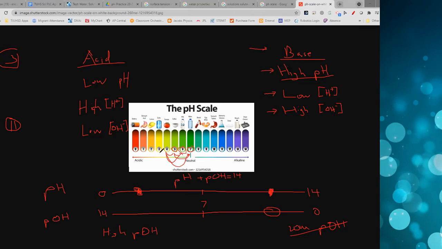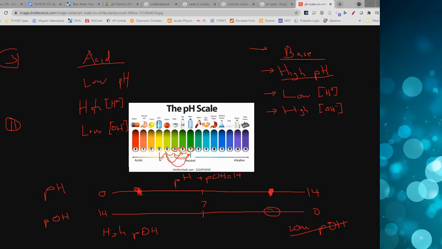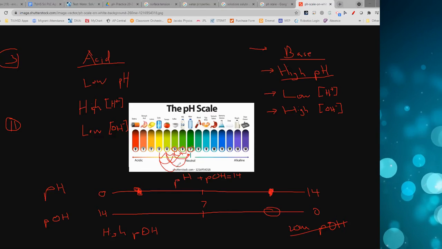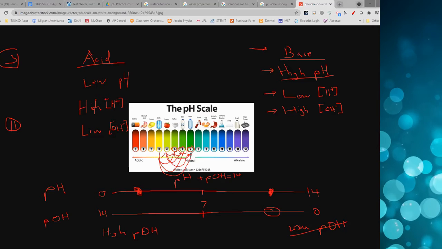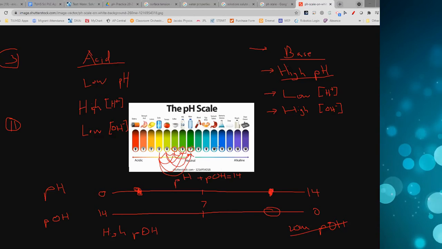Then I'll do one more, soda. Soda is 10 times more acidic than tomato. It is 100 times more acidic than coffee. It is 1,000 times more acidic than milk, and 10,000 times more acidic than water. Okay, so that shows you how the pH scale operates.